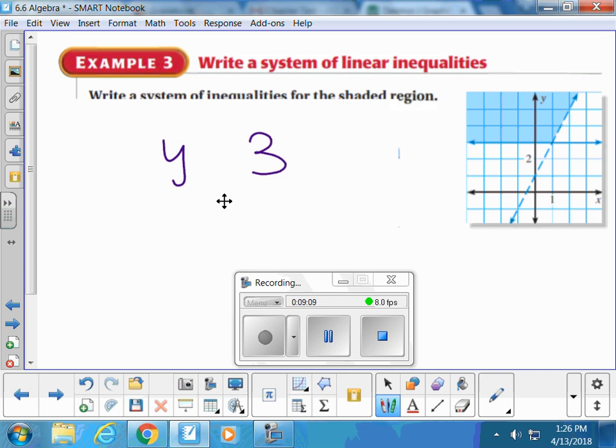Solid. So it's going to be one of these two symbols. And it's shaded above or below? Above. So we want the greater than or equal to. So that's our first equation. Okay?